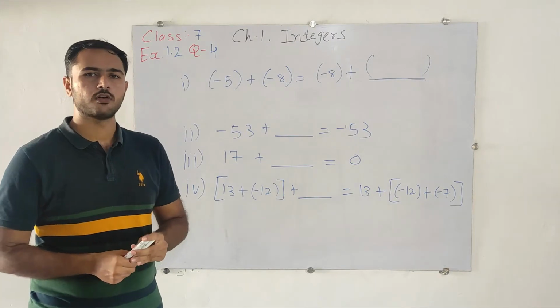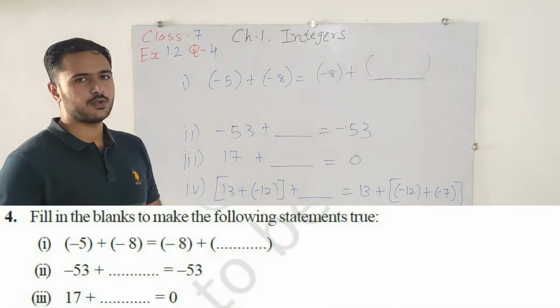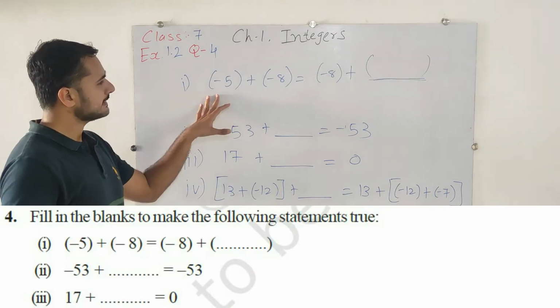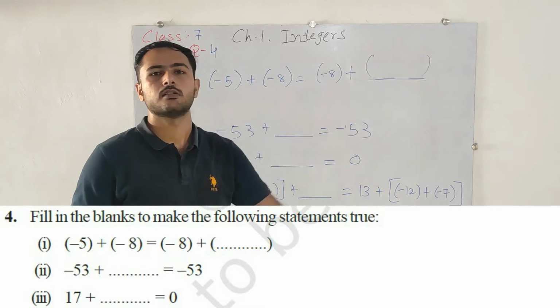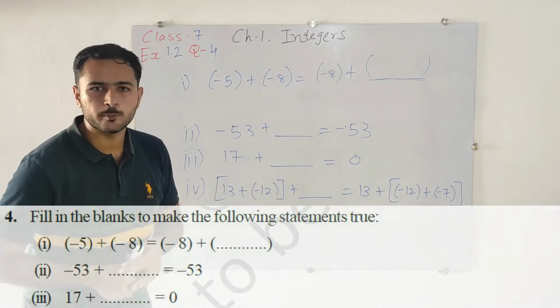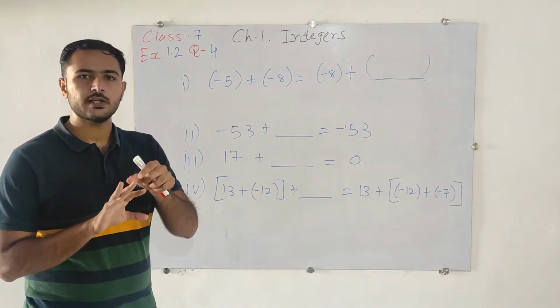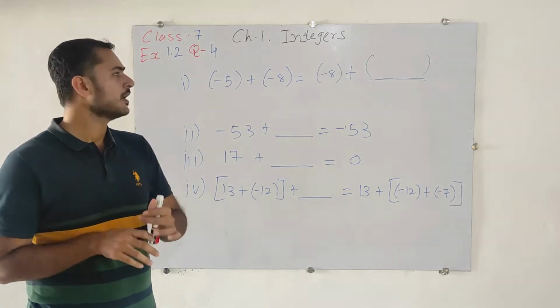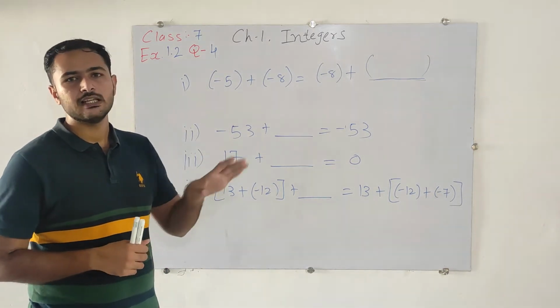In question number 4, the fill in the blanks are given. Let's see from the first one. It's minus 5 plus minus 8 is equal to minus 8 plus something. What can that be? Here we need to remember the properties. Totally we learned about closure, then commutative, associative and distributive. If you remember the properties, you can easily fill out the blanks.